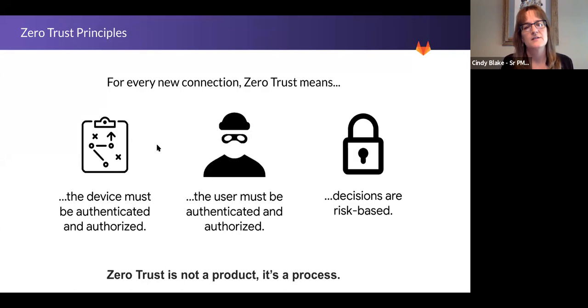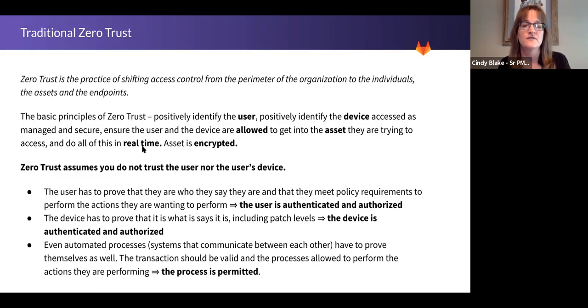So with zero trust, it's more about process. There are tools that will enable each of these items, but think of it more as an architecture or framework and a process that you're using in order to achieve a goal. And the goal is shifting your control. This is the traditional zero trust goal: shifting your control from the perimeter, so managing endpoints and network access, to assuming that the bad guys are going to get in. So instead of trying to protect my perimeter, I'm going to have policies around individuals, assets, and endpoints. So it's about the user.